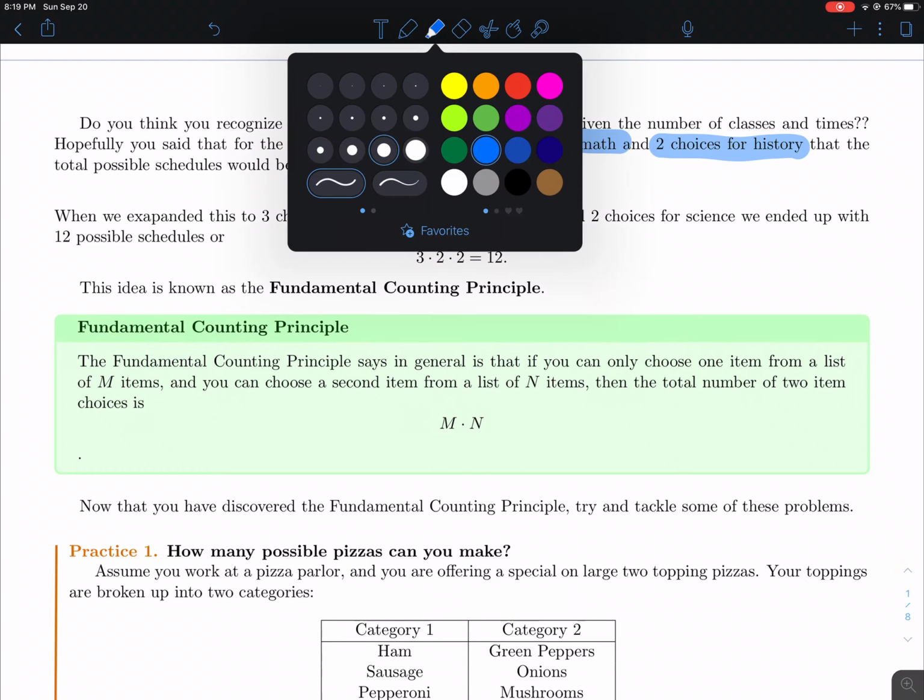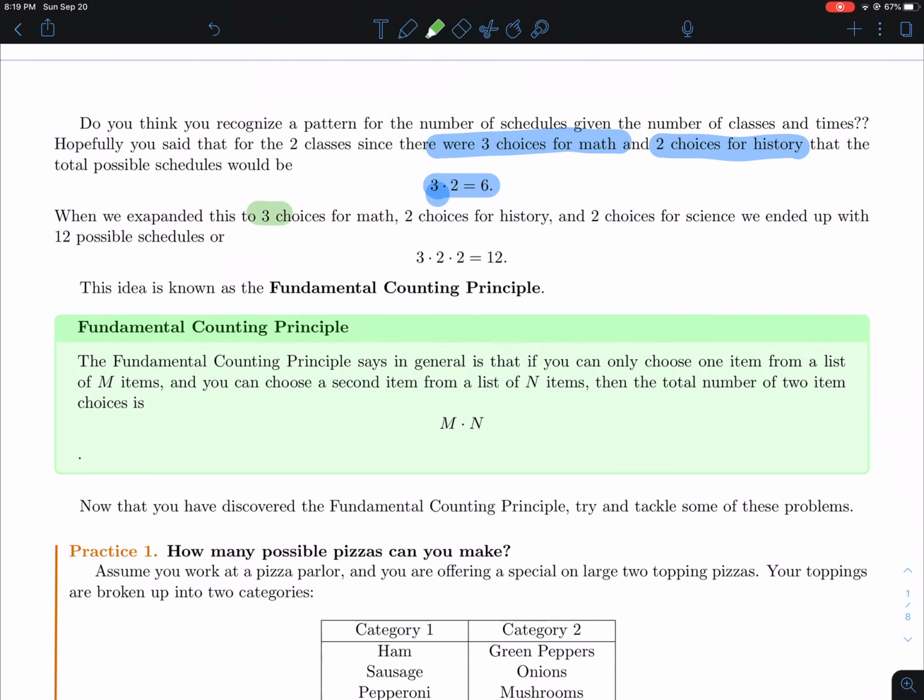And similarly, if we looked at 3 choices for math, 2 choices for history, 2 choices for science, we ended up with 12, which lo and behold is the same thing as 3 times 2 times 2. So what we've actually done here is discover what's called the fundamental counting principle.